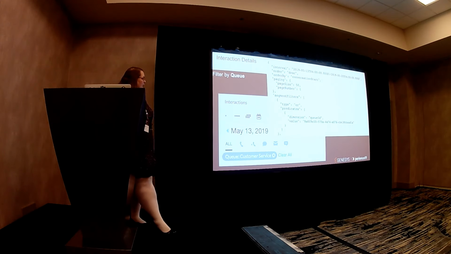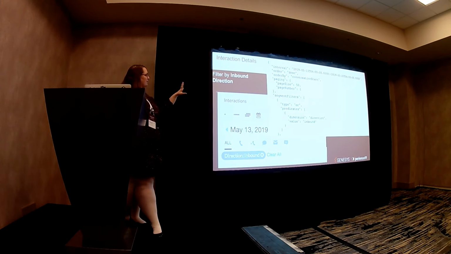We can also filter by queue, where we send in a segment filter of the queue ID. And we can keep swapping out segment filters. So, for example, we change the dimension to direction and the value to inbound, and that's going to give me only inbound interactions.